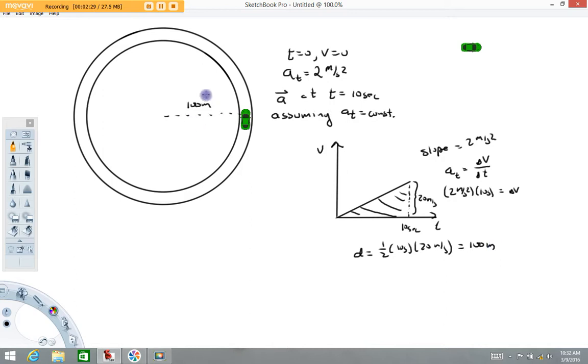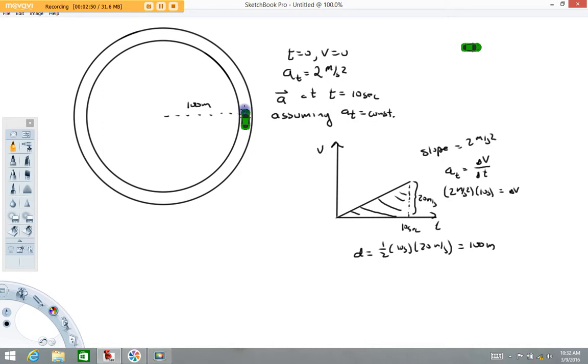Now this happens to have a radius of curvature of 100. Those are completely unrelated. That's just a coincidence, because I chose this 10 seconds and this 2 meters per second squared completely at random. So this does not have anything to do with this radius. All right, so just to give us an idea of where that car is.